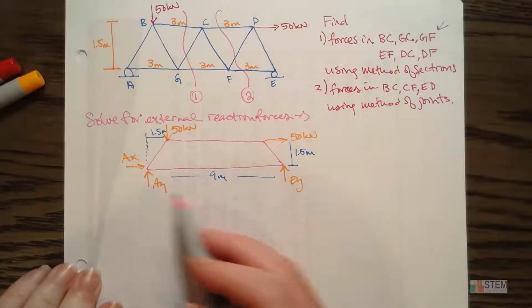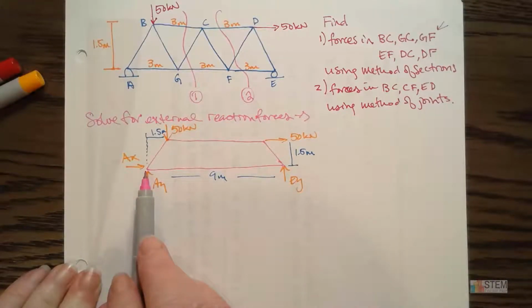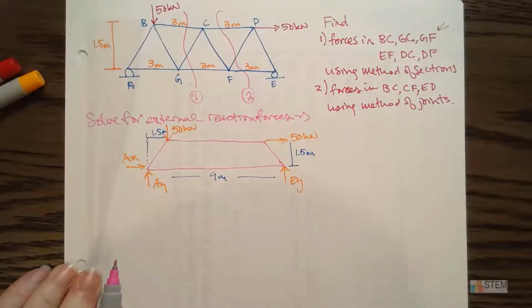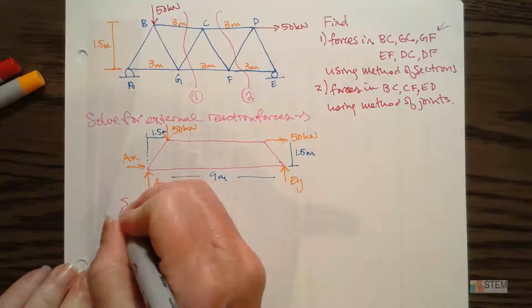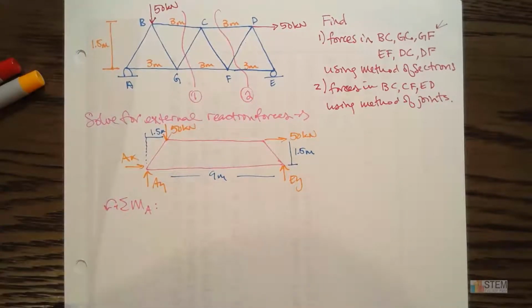I want to find these 3 unknowns. The easiest equation to start with will be the moment equation, and point A will be the easiest point to use because it's got these 2 unknowns going through it. So let's do that first. All right, counterclockwise is positive, like we always do.